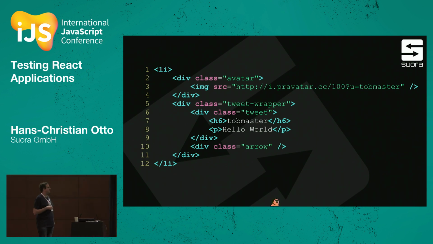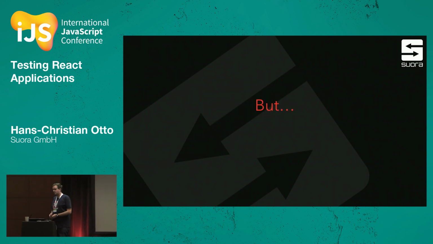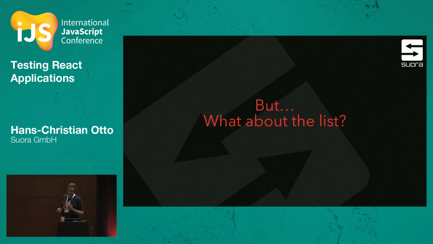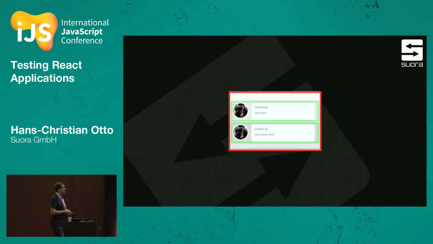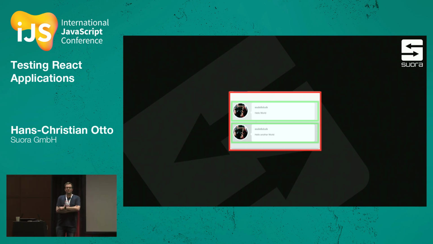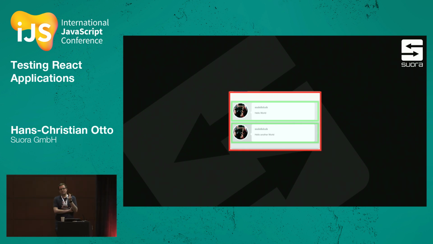So that is very easy. That's deterministic, it's pure, it's small, it's quite easy to test. But what about the list? The list, I mentioned it before, might be a bit more complicated because the list is responsible for iterating and it might be responsible for fetching the data. And those are still two responsibilities.